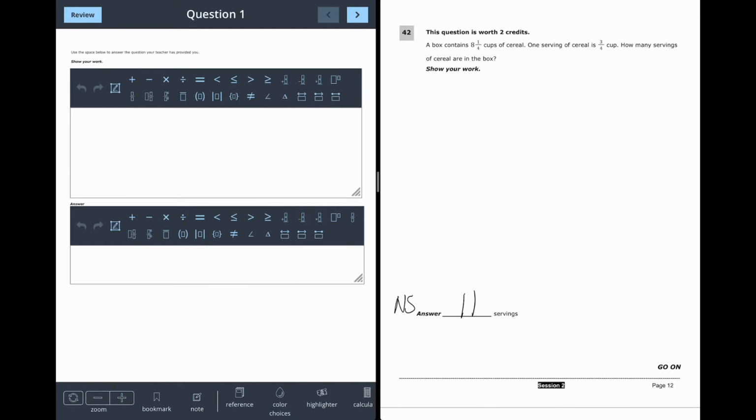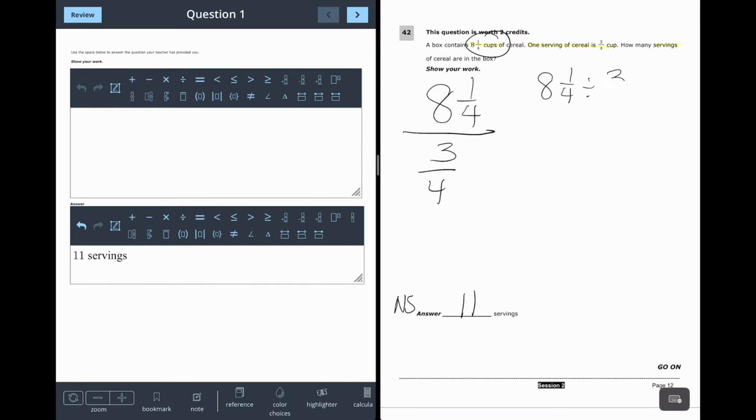Okay, question 42 is also a 2-point problem. The answer would be 11 servings, so that's easy enough to show. How do I get to 11? The box contains 8 1/4 cups of cereal. 1 serving is 3/4 cup. How many servings? So this is my total, 8 1/4, and I'm dividing it by 3/4 because I'm sharing by servings. I'm going to rewrite this like this. So if you had 8 1/4 divided by 3/4 this way, great.